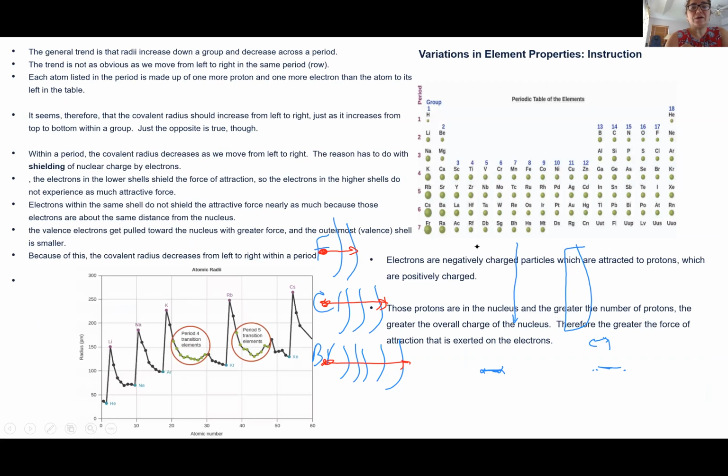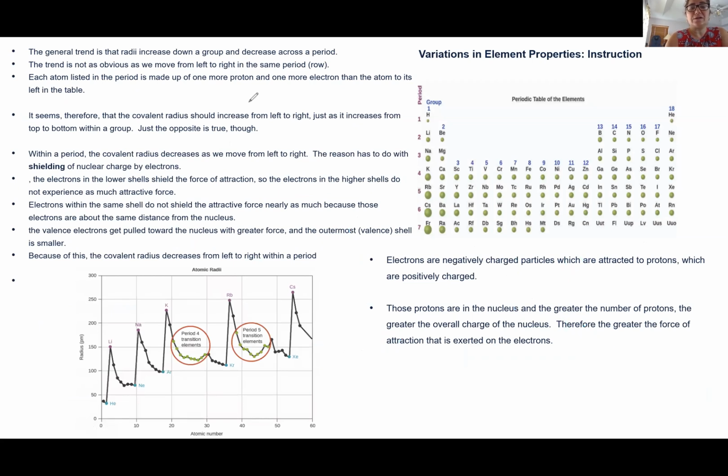If you look at the trend, how is it changing? Going up to down, it is increasing. From left to right, it is decreasing. Up to down is always easier for someone to understand for the radius, because the energy level is increasing. And as the energy level is increasing, the distance from the nucleus to the last energy level is increasing, and the radius is increasing.